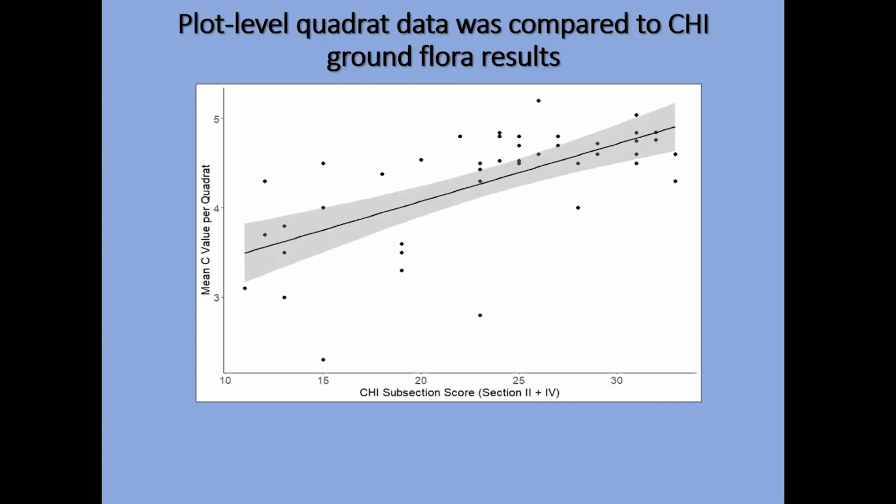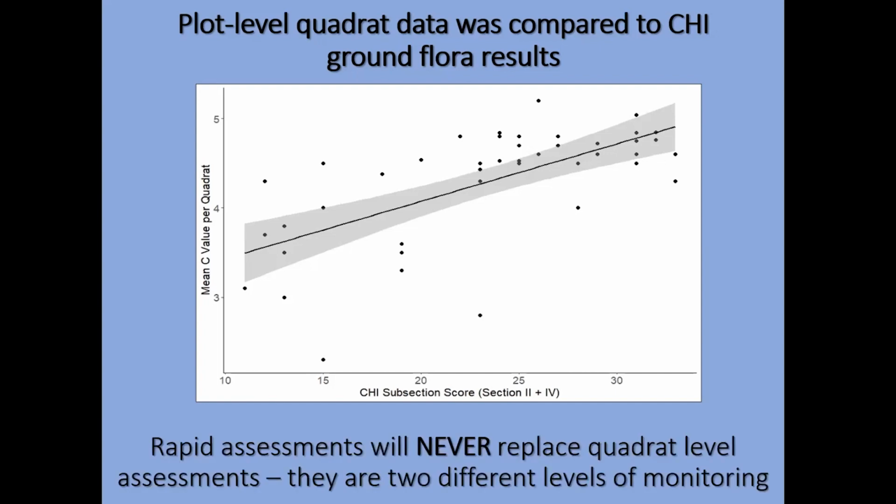Our results showed an R of 0.7 with a p-value significantly less than 0.001. So this means that our results are strongly correlated and statistically significant. So yay. What this indicates is that a good amount of what is being found in quadrat level work is being picked up during a rapid assessment. However, it is important to keep in mind that rapid assessments may be more feasible given time and resources, but quadrat level data will always be more accurate. Rapid assessments will never replace quadrat level assessments. They're simply on two different levels of monitoring.